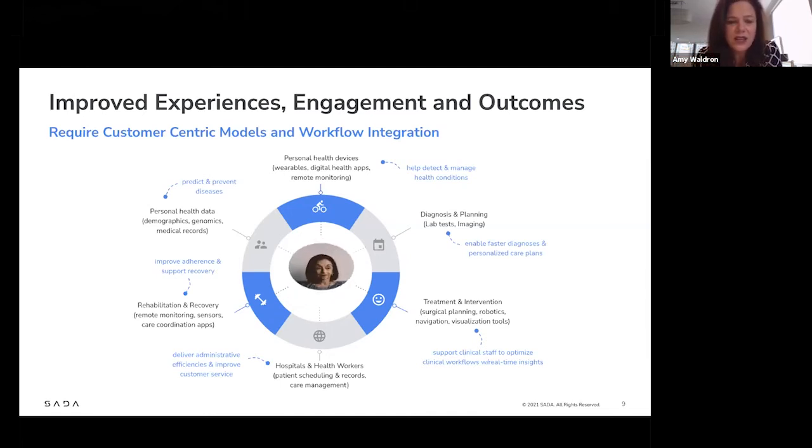It's possible. And if you look at this slide here, you can see, with information pulled together, you can predict and prevent diseases with personal health data, the integration of genomics, demographics, medical records. You can improve adherence and support recovery with remote monitoring and sensors. You can help deliver better administrative efficiencies for hospital and health workers, improving scheduling, claims, records, and care management. Support clinicians to optimize clinical workflows for treatments and interventions, enable faster diagnosis and personalized care, and also help detect and manage health conditions. It's very powerful here.